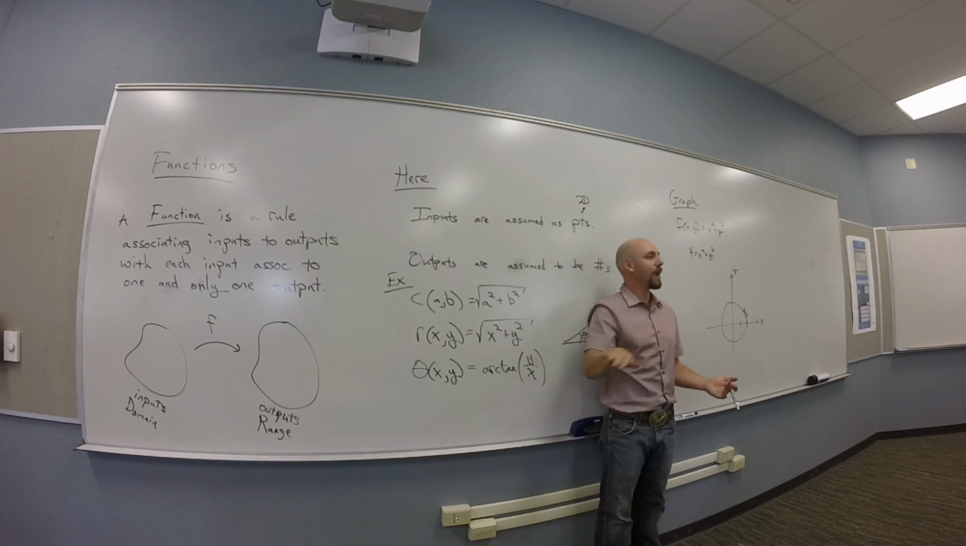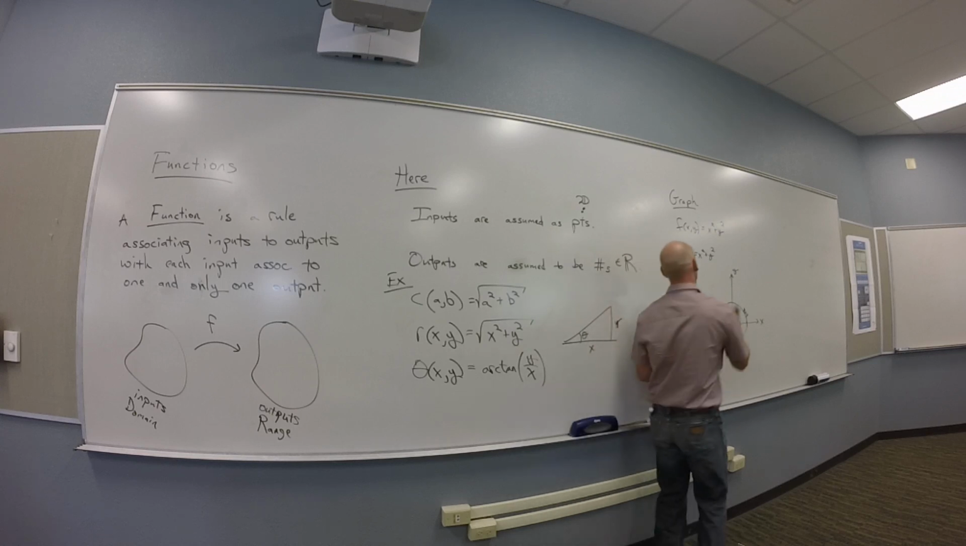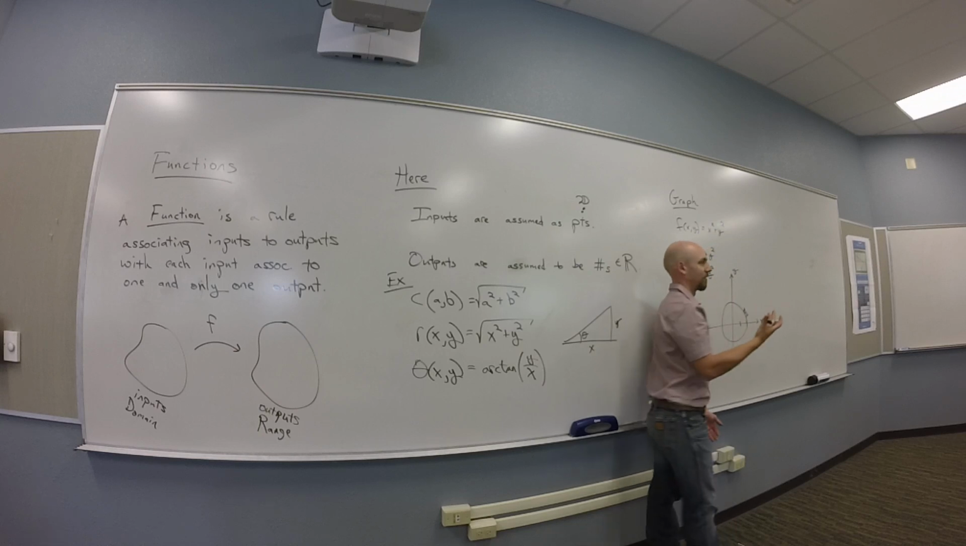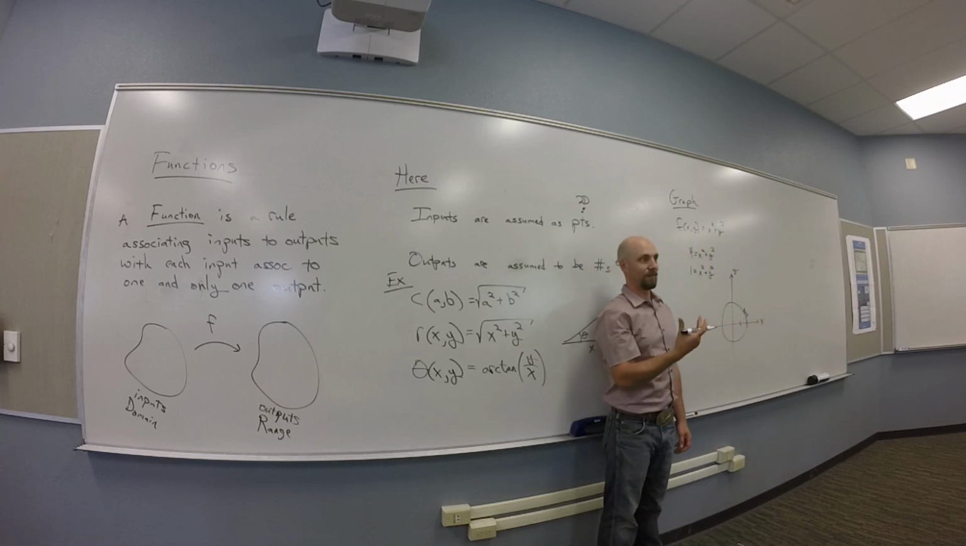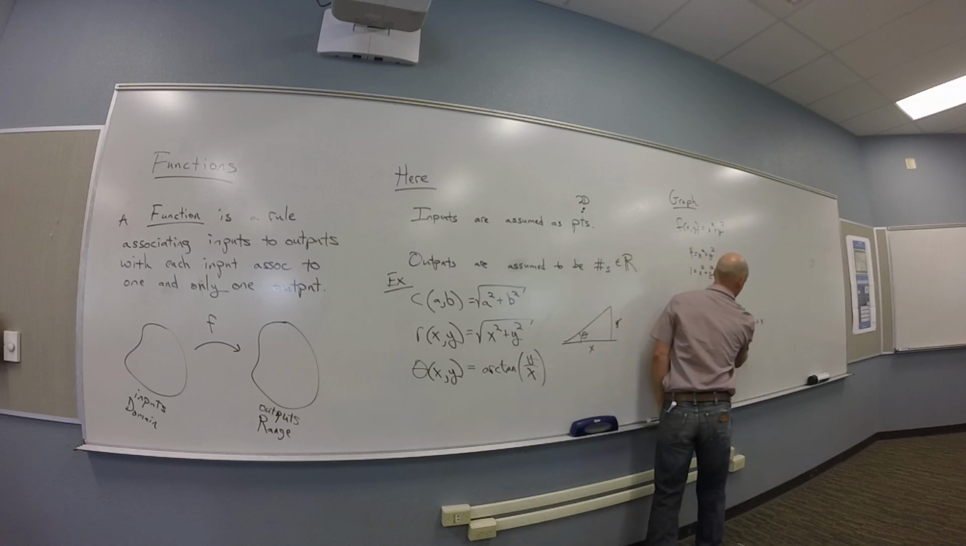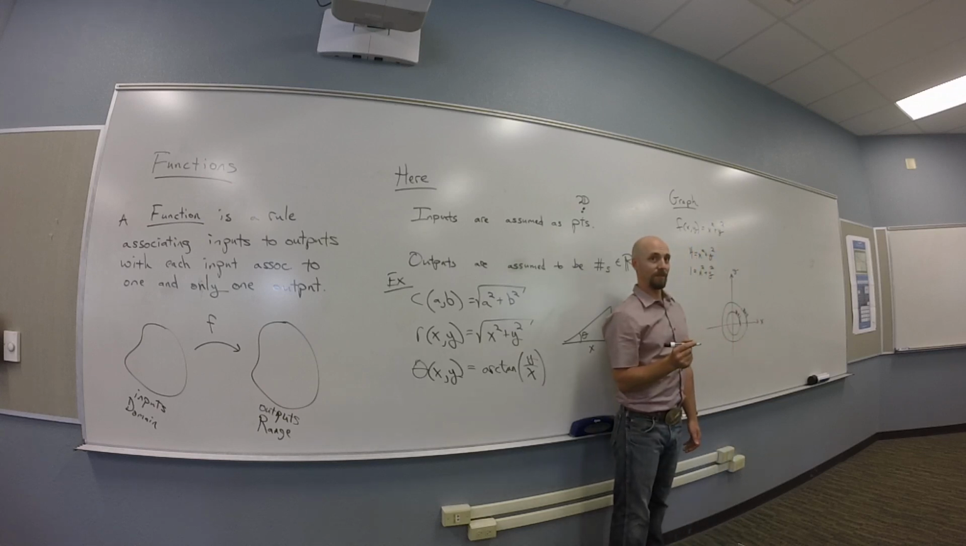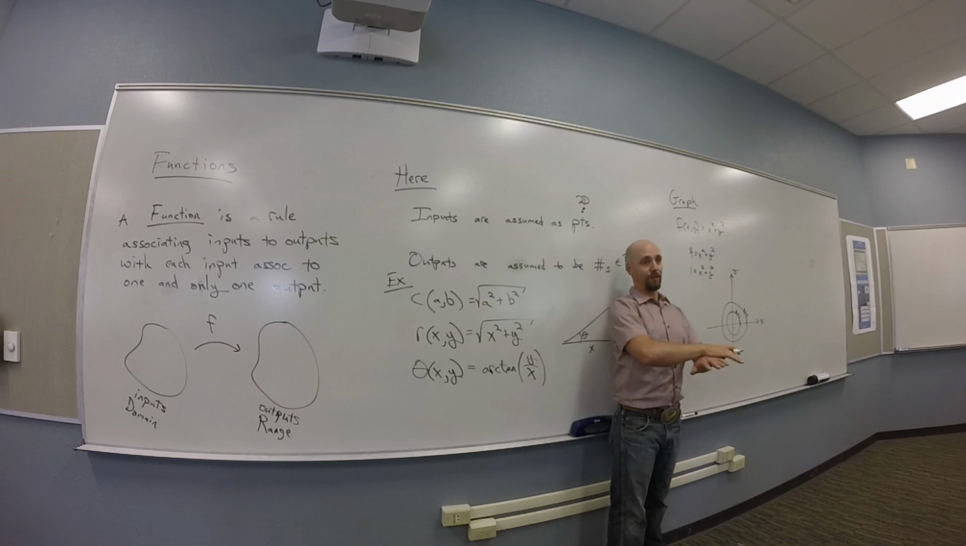So let me hard code the output to something else, like 1, say. Okay, so when 1 is x squared plus y squared, what's that look like? A circle of radius 1. So that z is 1. So that's what I'm slicing with, right? I'm slicing with a horizontal plane, and I'm looking at what's left.